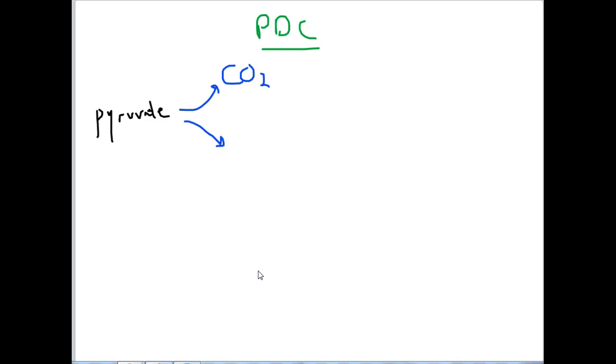So now let's switch gears and talk about the PDC, the pyruvate dehydrogenase complex. Pyruvate comes into the PDC as pyruvate, and two things happen to it. One, it is decarboxylated, so a carbon is lost as carbon dioxide. And what is left after that decarboxylation is called hydroxyethyl.